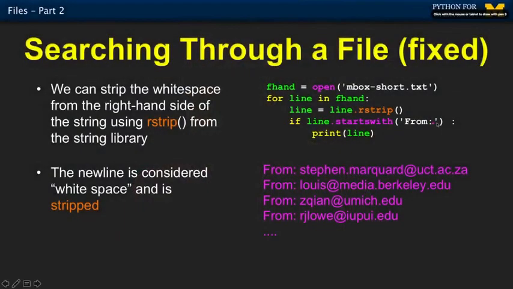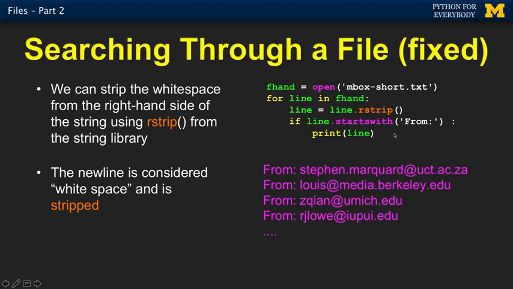Sometimes we'll write an if statement where we're throwing away most of the lines in the file but keeping some. So in this case, these are the good lines. The ones that start with from are the ones we're interested in, so we're going to print them out.